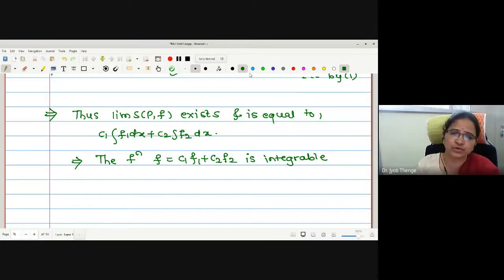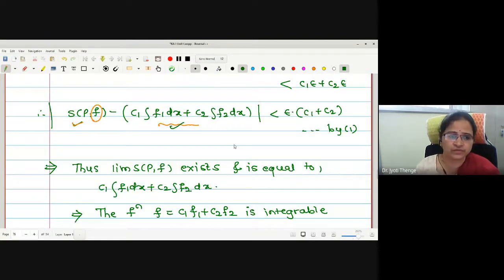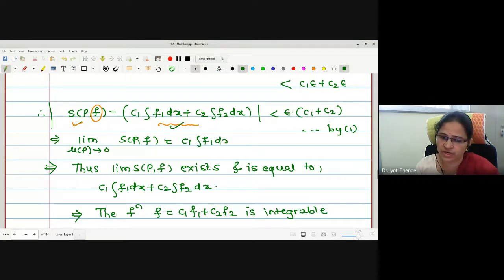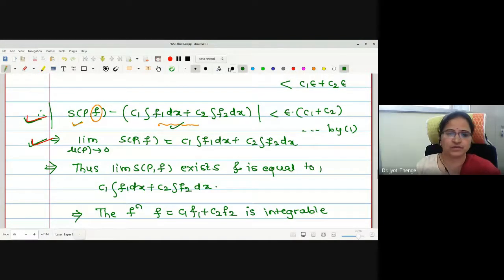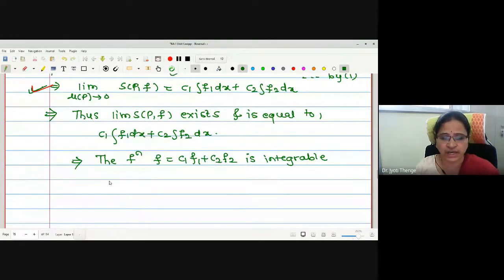Or here itself you can write. If you are getting confused how this limit is, then I can write limit mu p tends to 0 SPF is equal to, what is the value? C1 integration f1 dx plus C2 integration f2 dx. Both the statements have the same meaning, right? These two statements. Yes. Therefore, we were saying limit exists, the function is integrable.